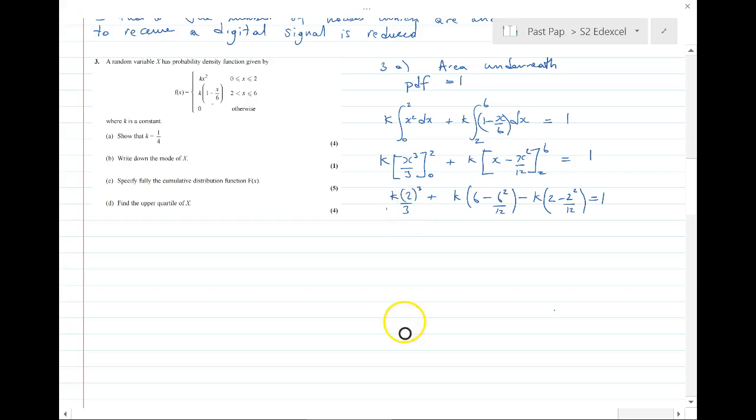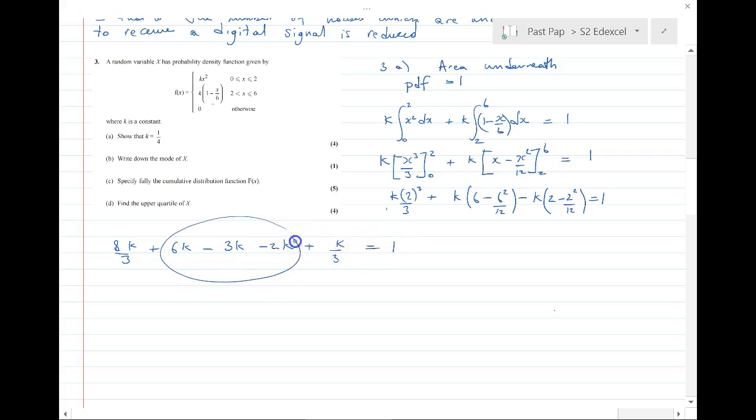Okay, so this first term here is 8k over 3. Then we've got plus 6k. The 6 squared over 12 is 36 over 12, which is minus 3k. Then we've got minus 2k, but then it's plus 2 squared over 12, which is 4 over 12, which is equal to 1/3 times k, or k over 3, which equals 1. Now bringing all this together, these are whole numbers there, that's just equal to k. And these two together equal 3k, so that gives us 4k equals 1, so k equals a quarter as required.